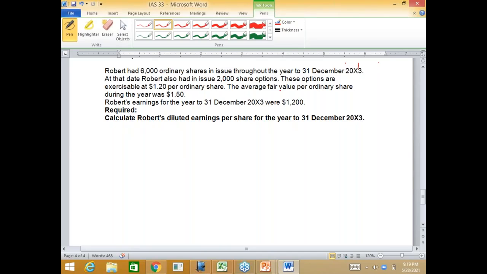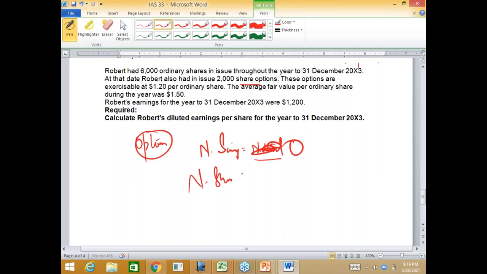Now, this question is related to options. This is again called potential ordinary shares because the option can be converted into ordinary shares. So, notional savings will be zero, and notional shares will be free shares. So in this case, notional savings is zero and notional shares will be free shares.